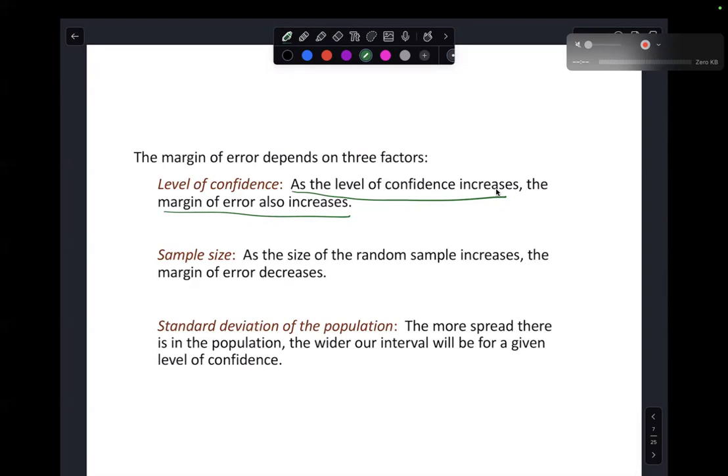If my sample size gets bigger, sampling more people is going to give me more accurate results. Therefore, my margin of error is going to decrease. My region that the population proportion is going to be in is going to get smaller. So if my population is more spread out, my confidence interval will also be more spread out.